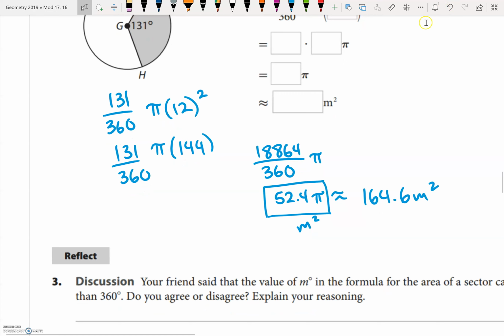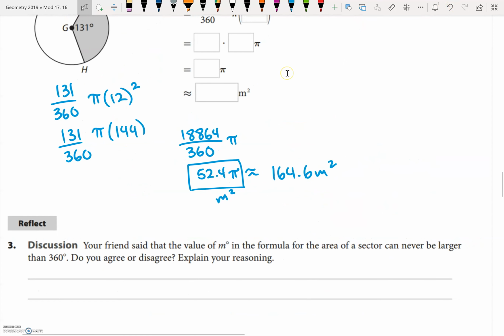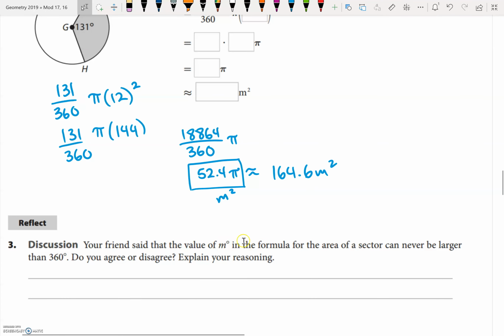Okay. It says here on this reflect, your friend says that the value of m degrees in our formula for the area of a sector can never be larger than 360. Do you agree with that? So think about it. Pause the video.